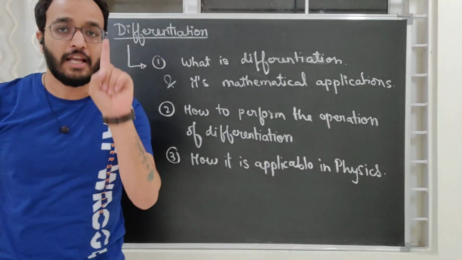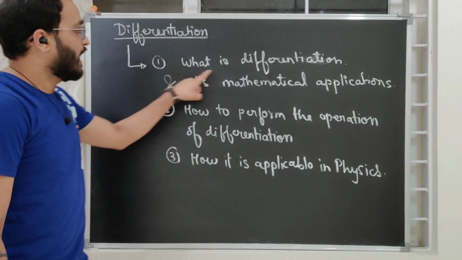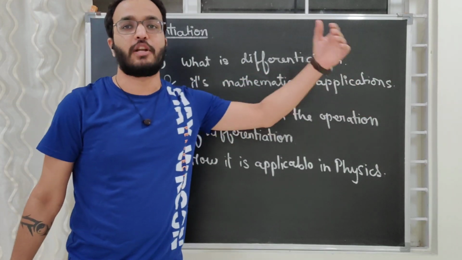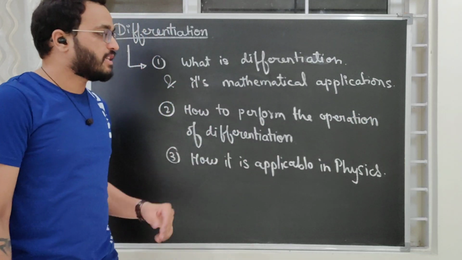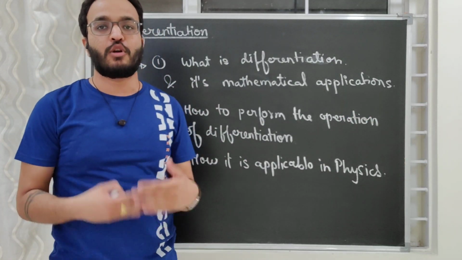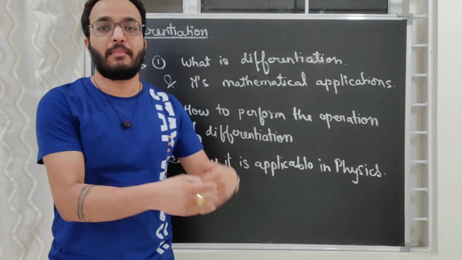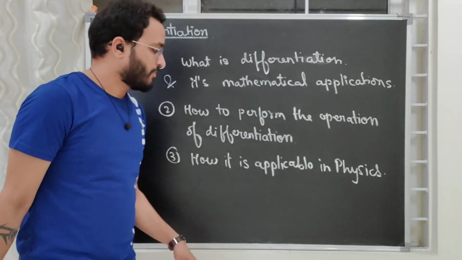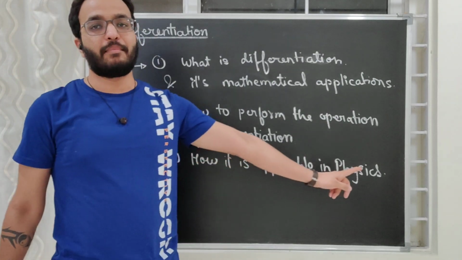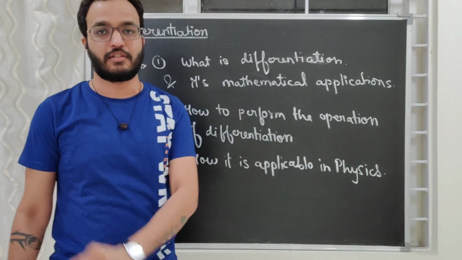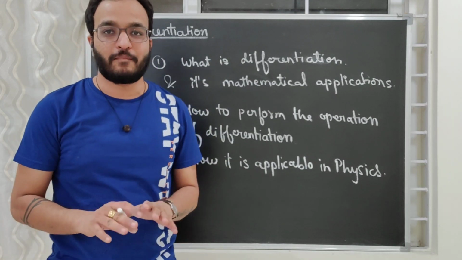What is step number 1? Step number 1 is to understand what is differentiation and what are its mathematical applications or implications. The second one is how we can perform the operation of differentiation. That means how do we use it, how do we mathematically use it? This is the second step. And the last step is how it is applicable in physics. After doing all these things, we will understand the application in physics. Why are we studying all these things?